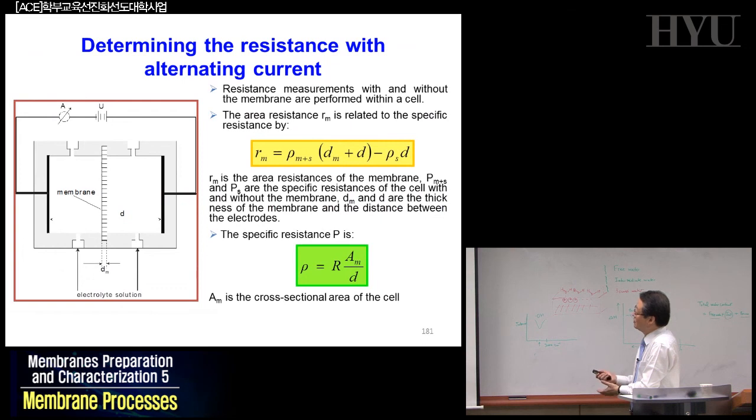We can also detect the resistance by using the AC mode, alternating current mode. Membrane resistance can be detected by the specific resistance of a cell, which is very similar to what we have described in the DC mode.